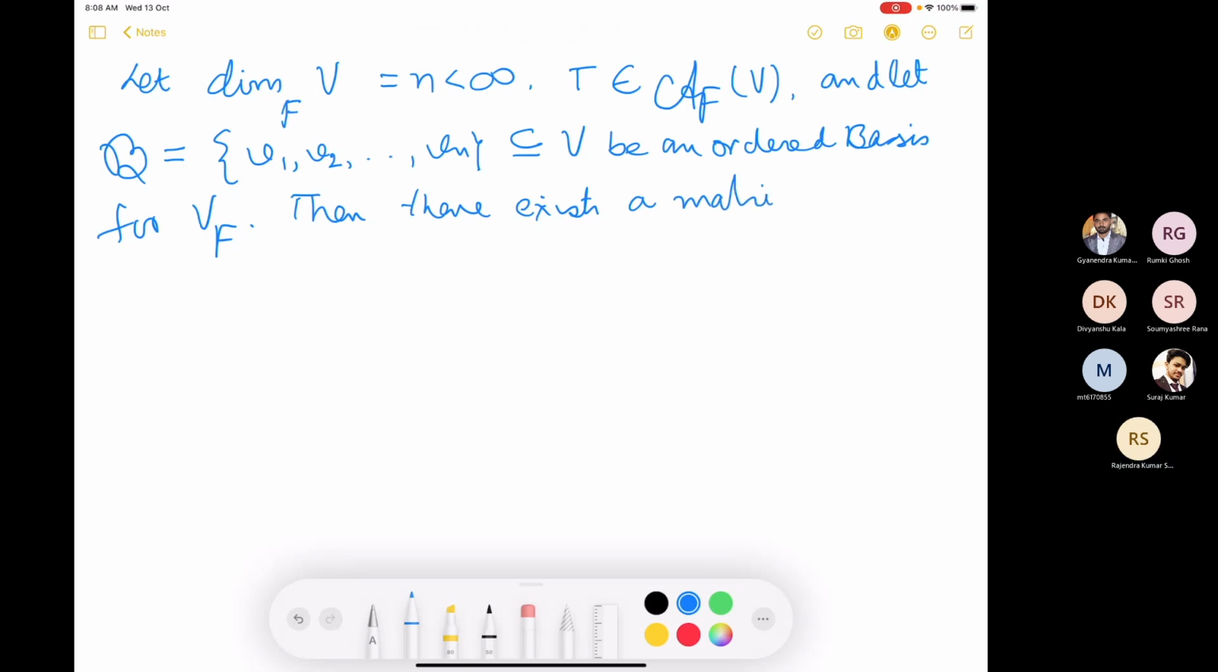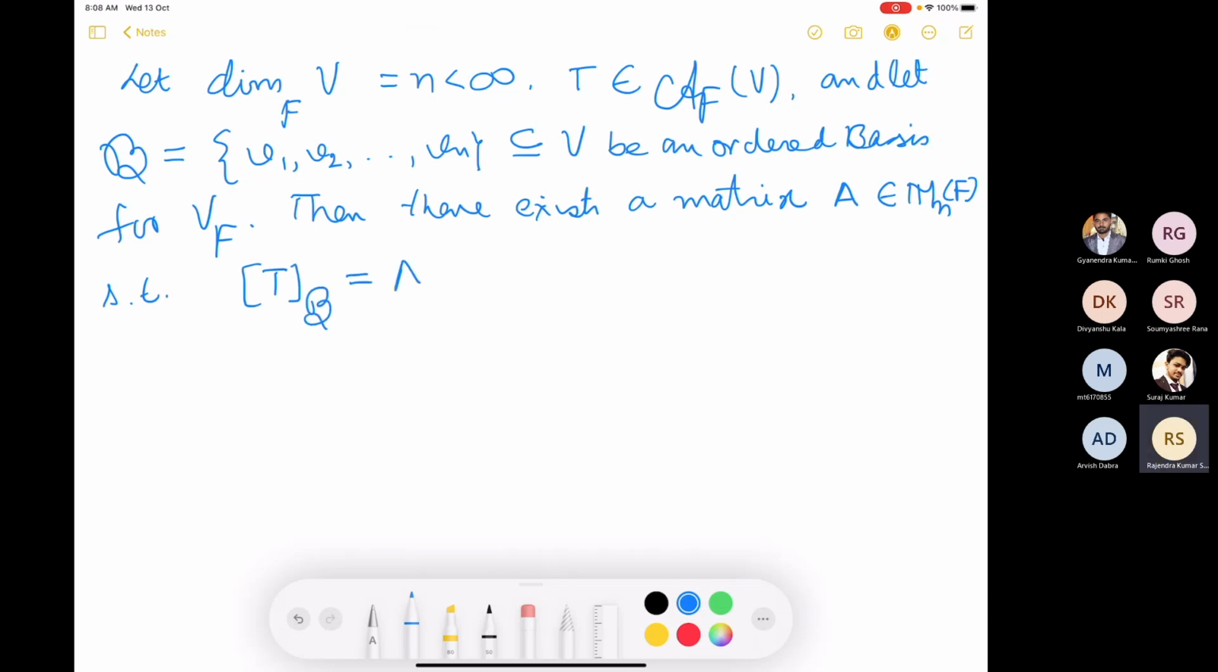a matrix. You can prove that this is unique. Say A in M_n(F), such that the matrix of T with respect to this ordered basis B is A. If A is, say, having entries alpha_ij, then what we know here, because of the isomorphism of A(F, V) onto M_n(F), is that this A is unique, by the way, you can prove that also.